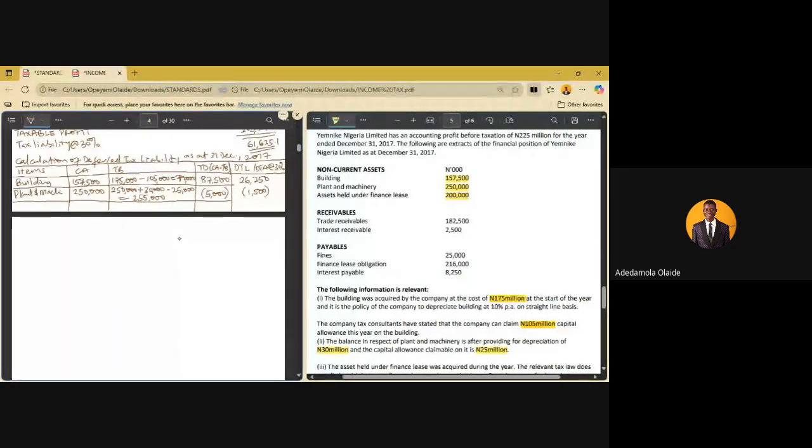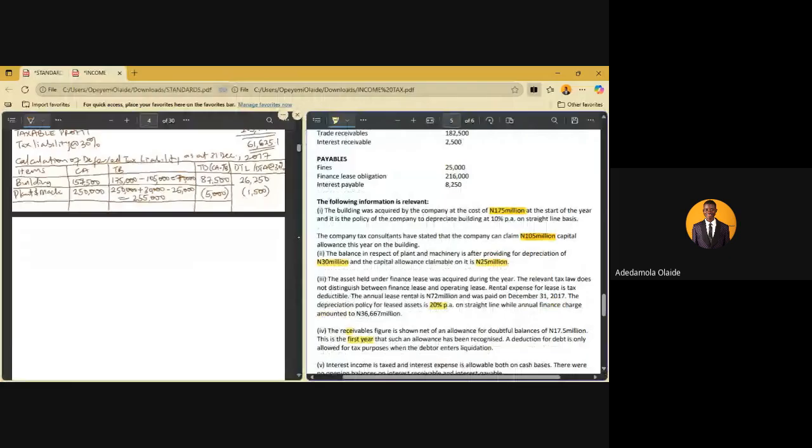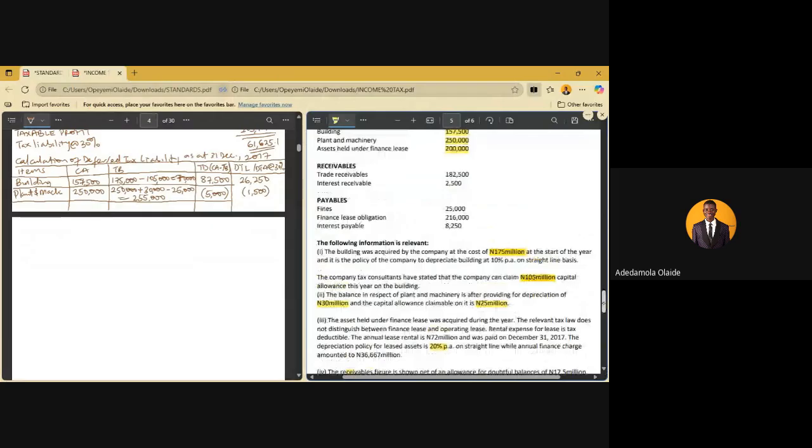The next one we have is the asset held under finance lease. They told us that the relevant tax law does not recognize finance lease. So what do we do? We'll just take it out. How do we take it out? We'll say assets held under finance lease, leased assets. How much? The carrying amount is 200,000. But since the tax law does not recognize it, it will not have anything as tax basis. That means the timing difference will be 200,000, a taxable timing difference.